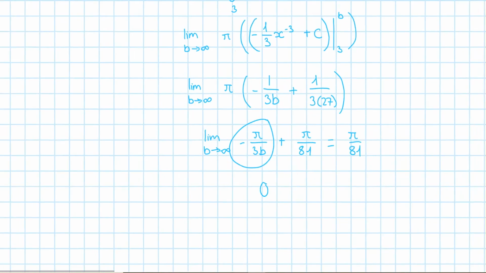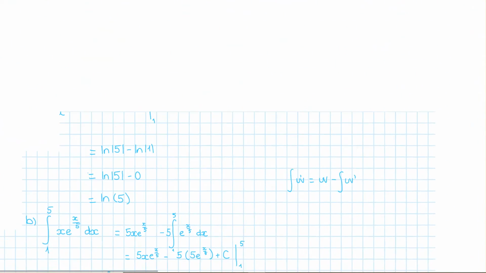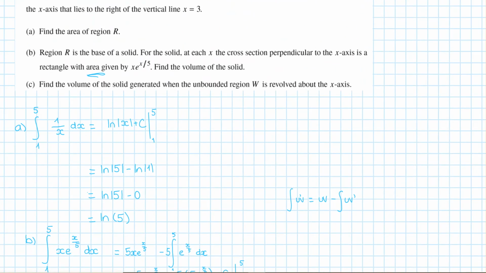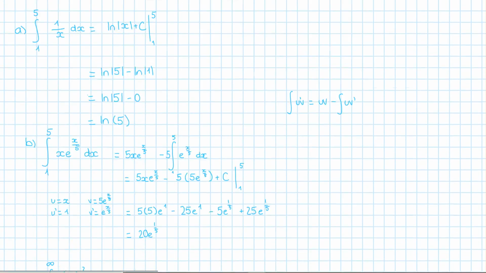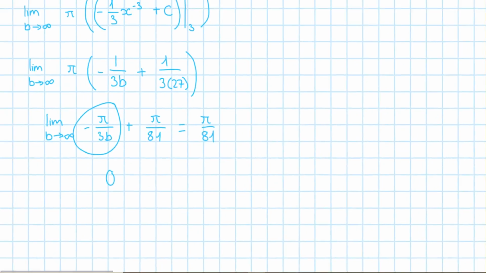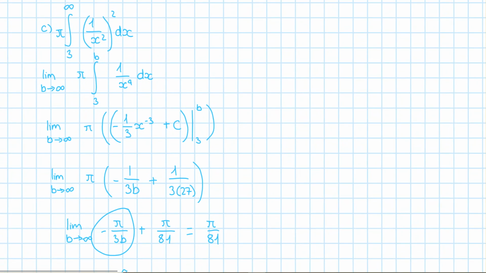And that is our final answer for the volume of the unbounded region W right there. It's going to be pi over 81. And that's my final answer. Thank you.